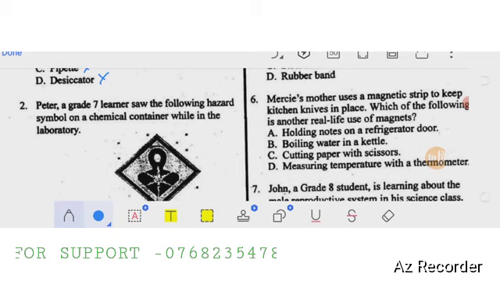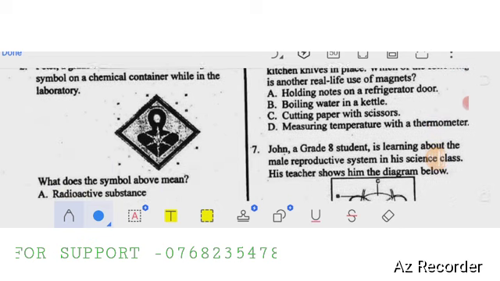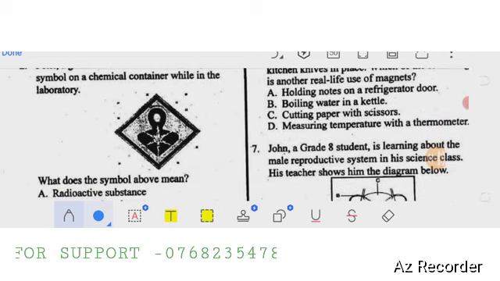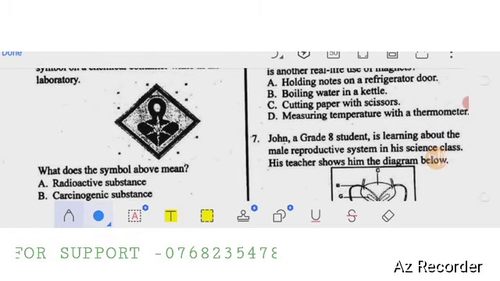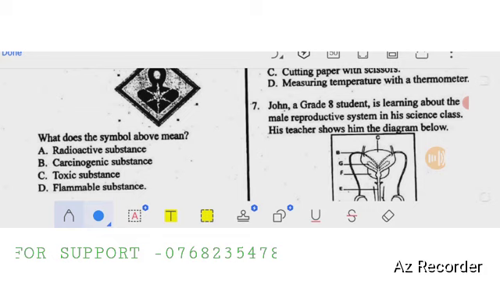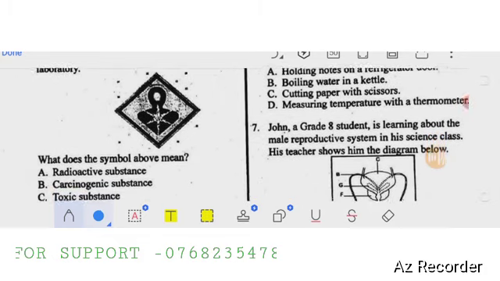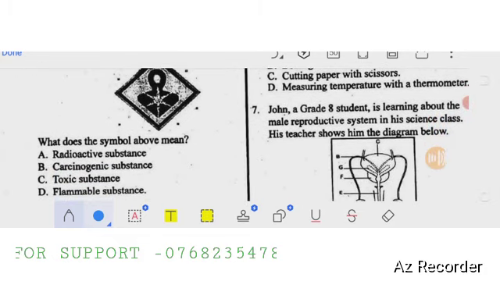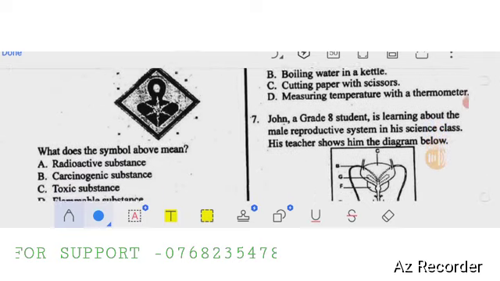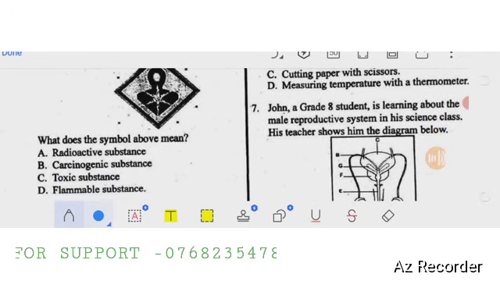Peter, a grade 7 learner, saw the following hazard on a chemical container while in the laboratory. There's a hazard symbol, which is still grade 7 work on symbols of hazards, and is still a knowledge question. What does the symbol above mean? So we shall start with reading the answers. A, radioactive substance. B, carcinogenic substance. C, toxic substance. D, flammable substance.